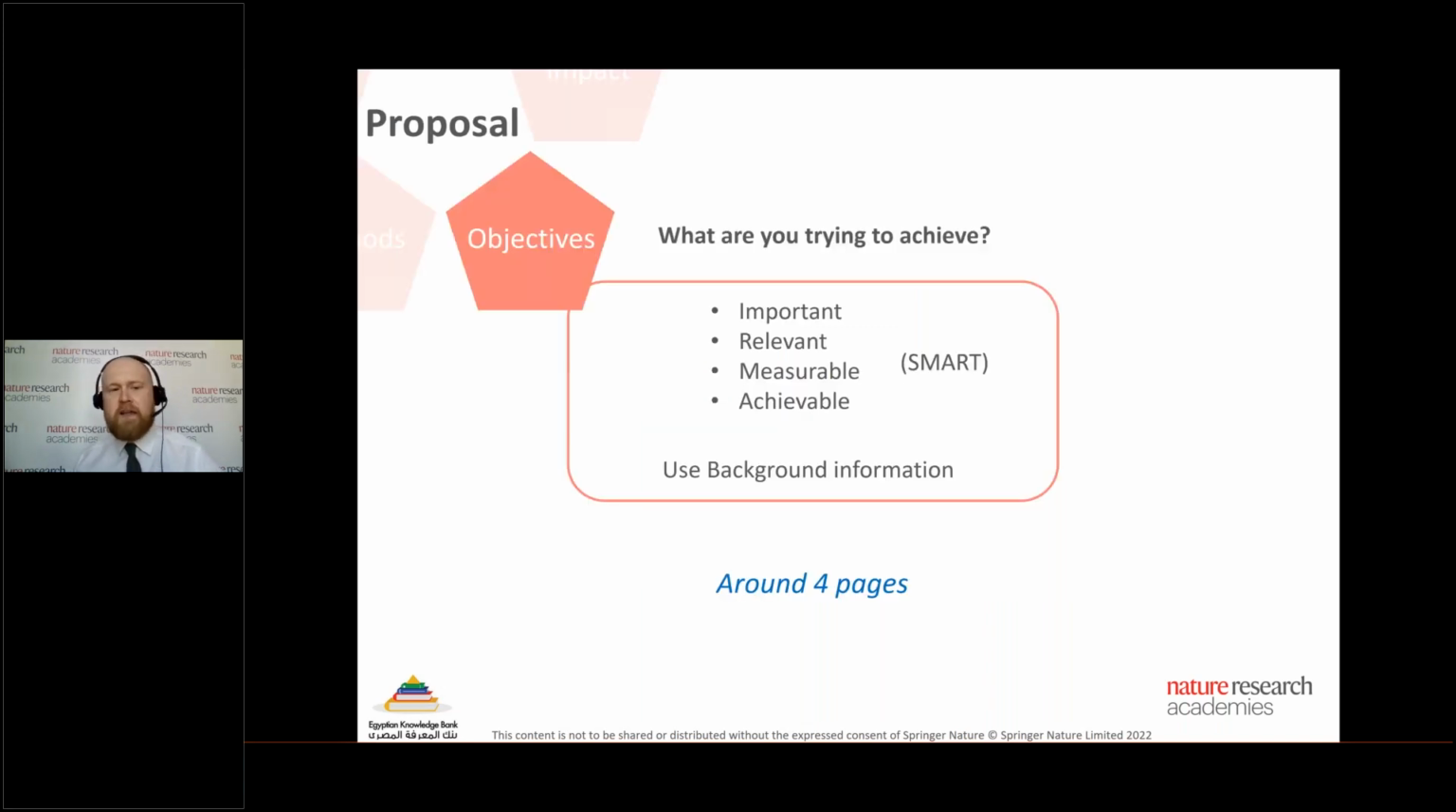So the first part to highlight is the objectives of your proposal. This will be highlighting what exactly you're trying to achieve in your study. Some keywords that I've picked out from the Horizon Europe template are important, relevant, measurable, and achievable. Okay, they expect your objectives to align with all of these descriptors. I think this is similar to our SMART objectives that we discussed earlier. So do be sure that your objectives are appropriate. You can use background information to make sure that your research is given the appropriate context in order for the reviewers to understand the importance of your objectives. Okay, so this part of your proposal will be about 4 pages.